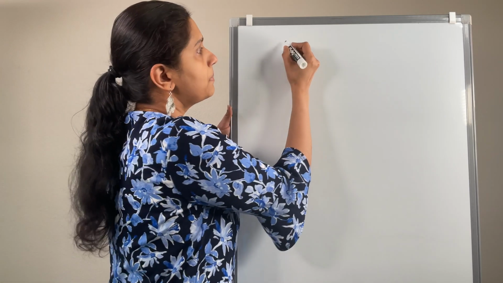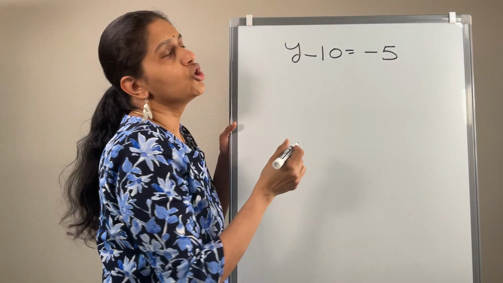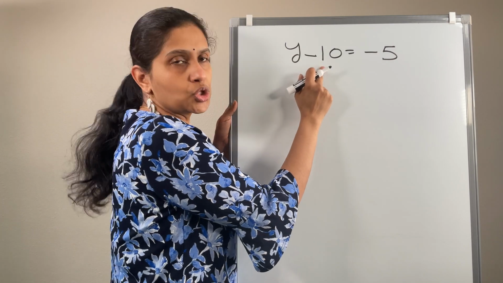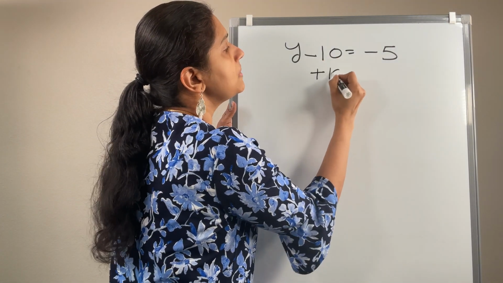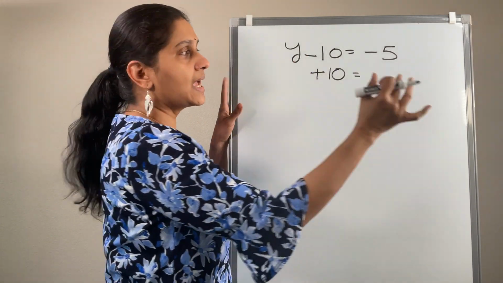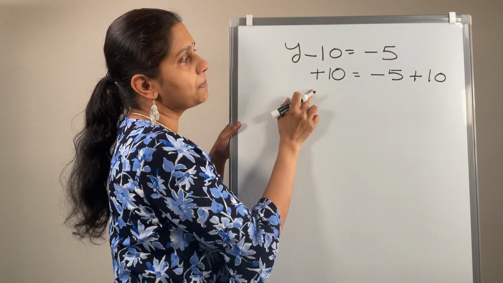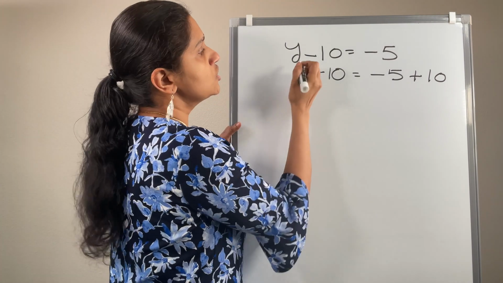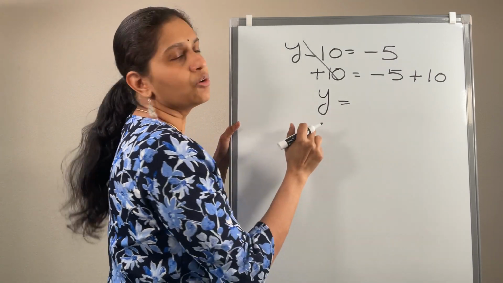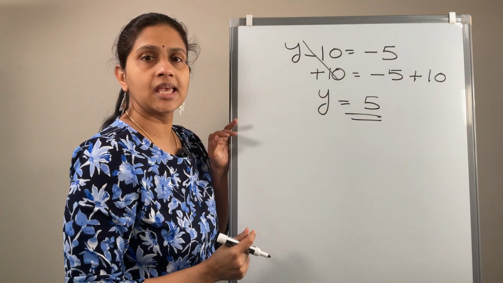Consider the next example, y minus 10 is equal to negative 5. So, again the variable is on the left side, the value which is near the variable is negative 10. So, the inverse operation of it is going to be plus 10. When you add a number on the left side, you have to add the same number on the right side also to balance the equation. So, I am adding plus 10 on both the sides. Now, minus 10 plus 10 cancels out. So, you are left with the variable y. Minus 5 plus 10 is going to be equal to 5. So, y is equal to 5.